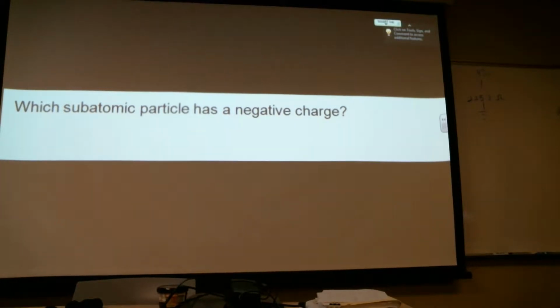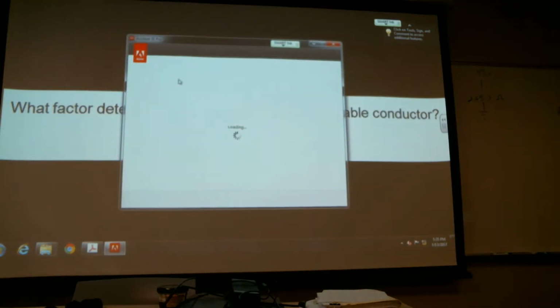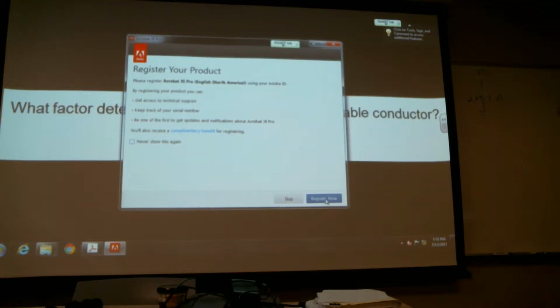Okay, subatomic particle, negative: electron. What factor determines a suitable conductor? It's always the same thing. Conductors and insulators are determined by the number of valence electrons in the valence shell.